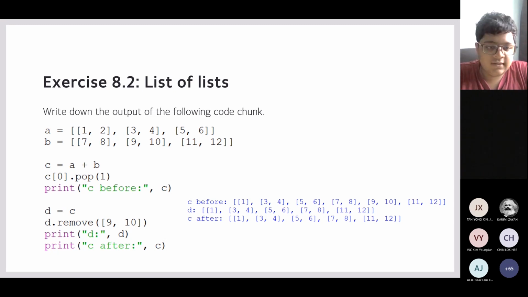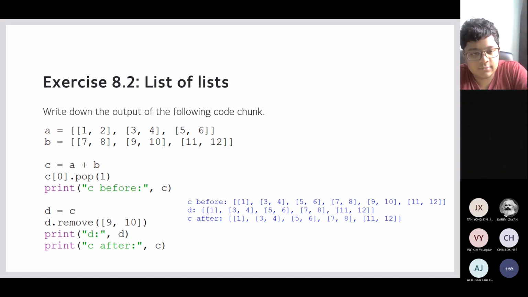Okay, so the easy way of looking at it is that when you do a plus operation, you're not making a shallow copy, you're making a deep copy. You're copying every single element in that list into another list. And that's one very cool thing you can do, where you can remove the first value, and it won't affect, sorry, it won't affect A.